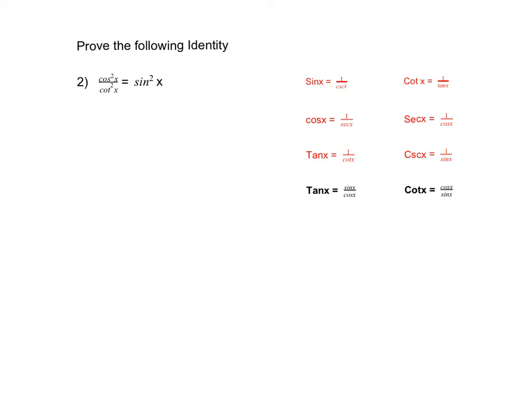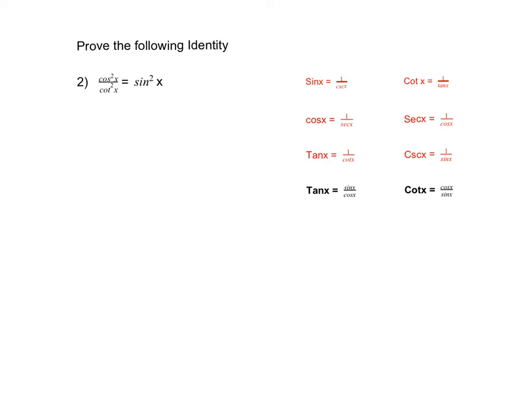All right, I'm going to prove this identity now. This one has squares in it. What I want you to not get bogged down by are these squares. You'd use the same concept as anything squared. So don't get bogged down by that.